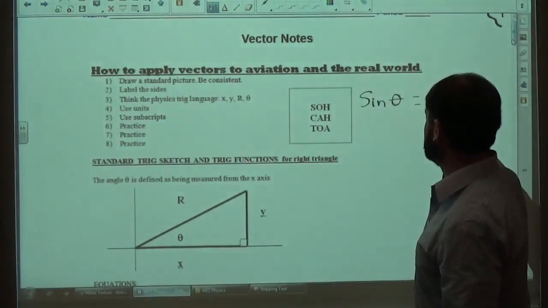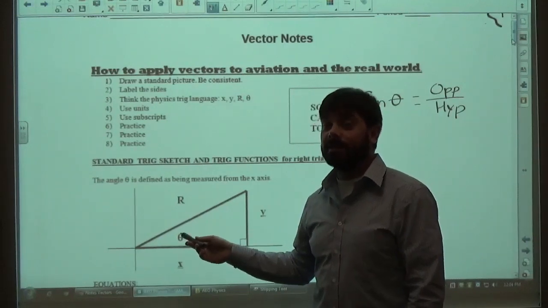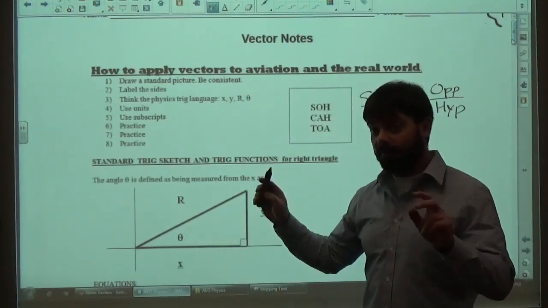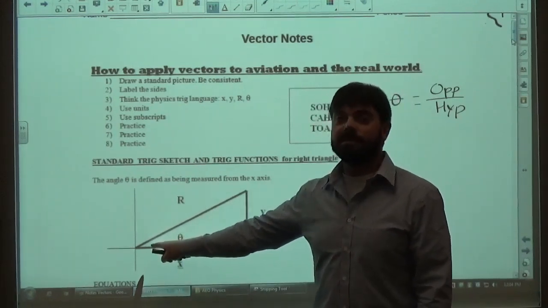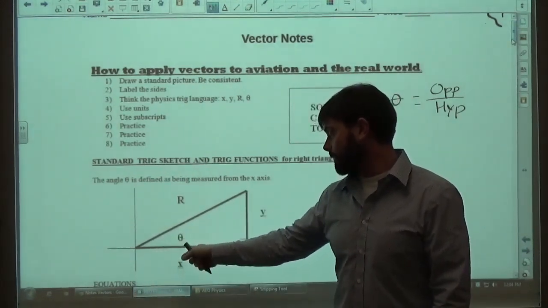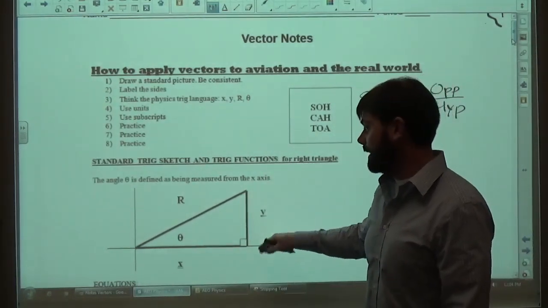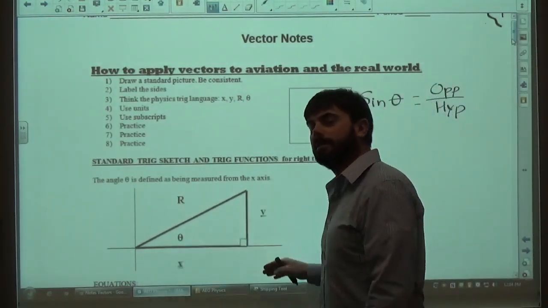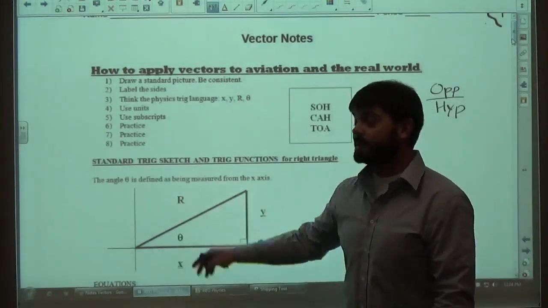Your opposite side and your adjacent side can change depending on what corner or angle, theta, you're measuring from. If this is our example, our theta is this lower left-hand angle or corner that we're measuring. So your opposite side would be the vertical, or the y, and the adjacent side would be the horizontal, or the x, because it is not the hypotenuse.